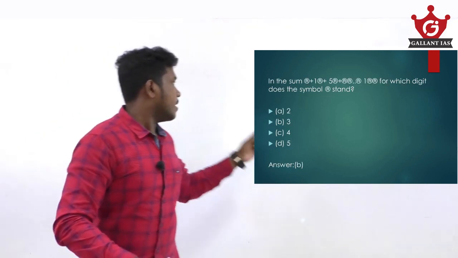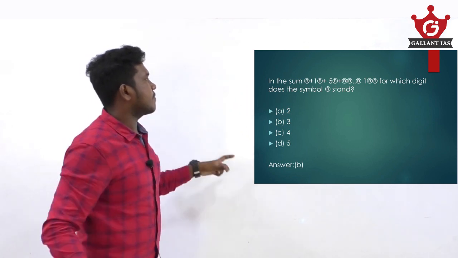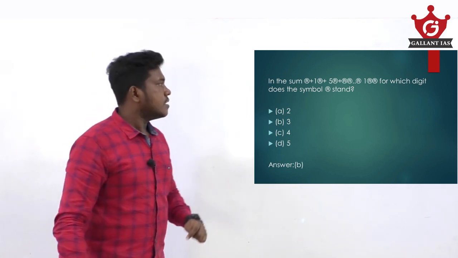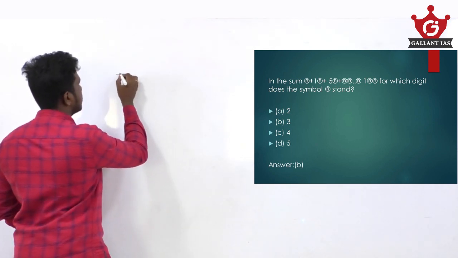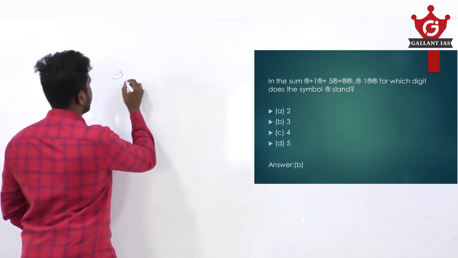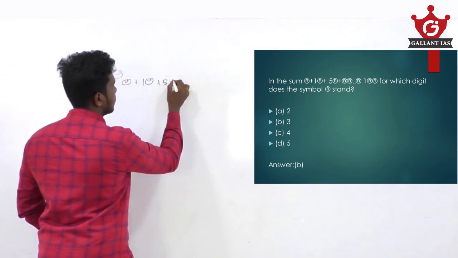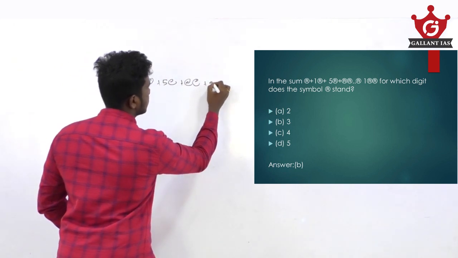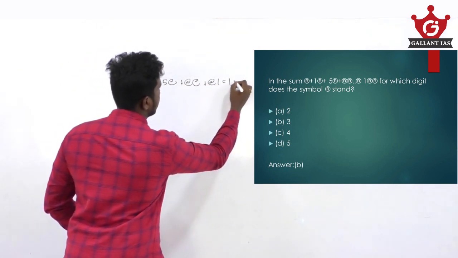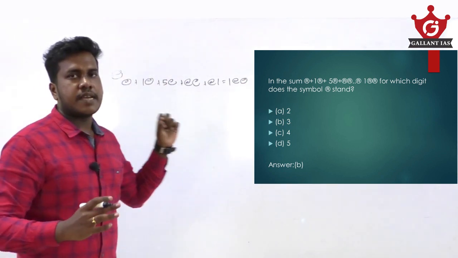Okay guys, now let's solve this question. Here there is a relationship given and we need to find the missing symbol. So let's solve this. First of all, let's copy the relationship. Here: asterisk plus 1 asterisk plus 5 into 5 asterisk plus asterisk asterisk plus asterisk 1 is equal to 1 asterisk asterisk. So certain numbers in certain places are missing.